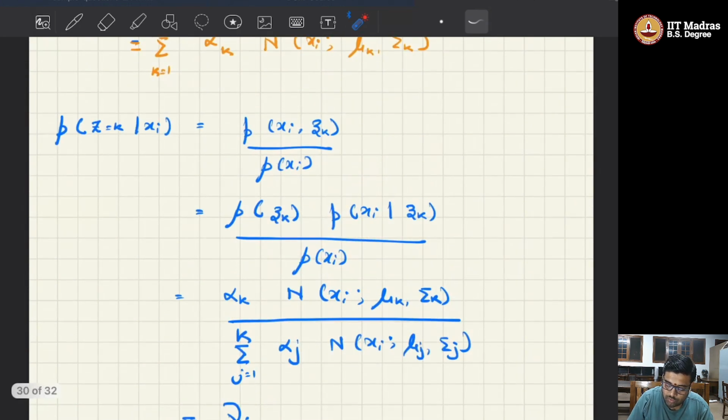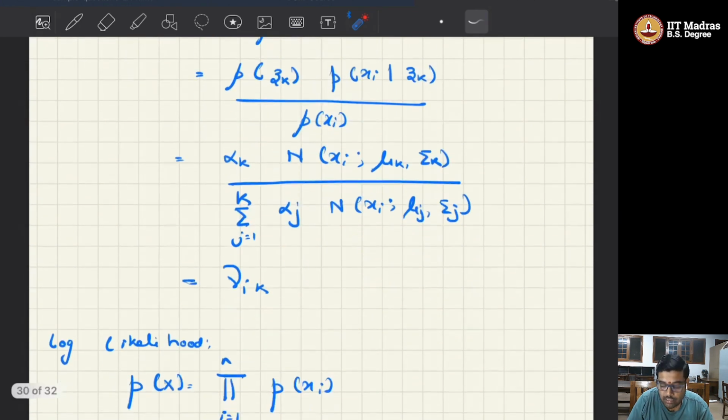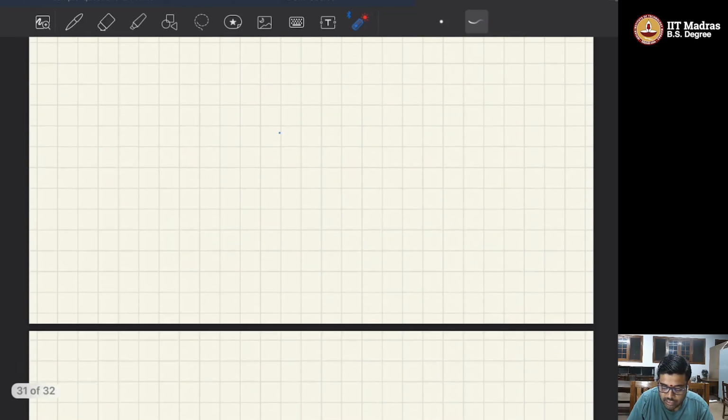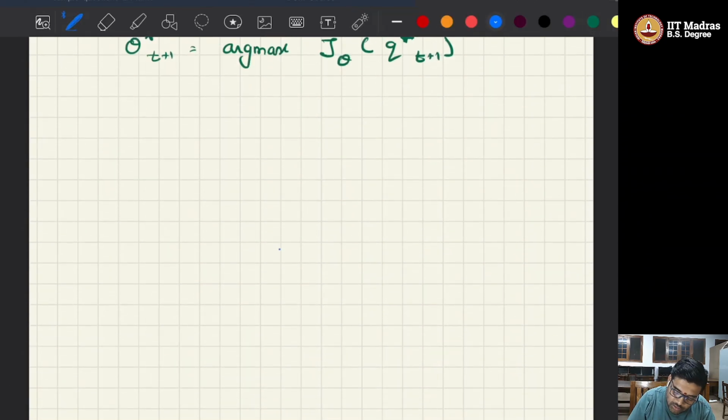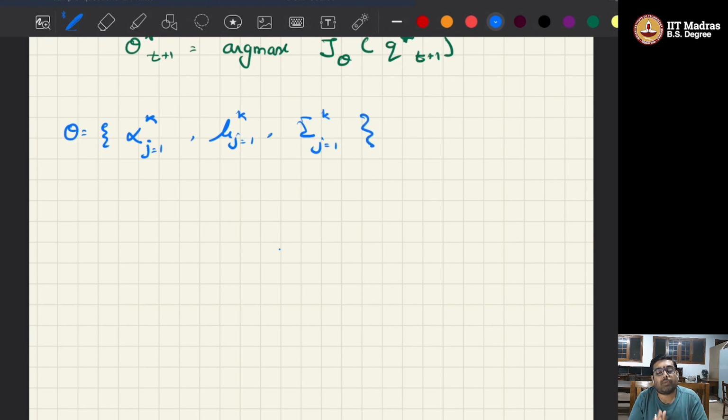Okay. Now you will be computing these. So now let's go to the M step, which is important to us. Now in the M step, you need your theta. Your theta is a set which has your alpha j, j equals 1 to k, and your mu j, j equals 1 to k, and your sigma j also j equals 1 to k. Now you need to compute these parameters.